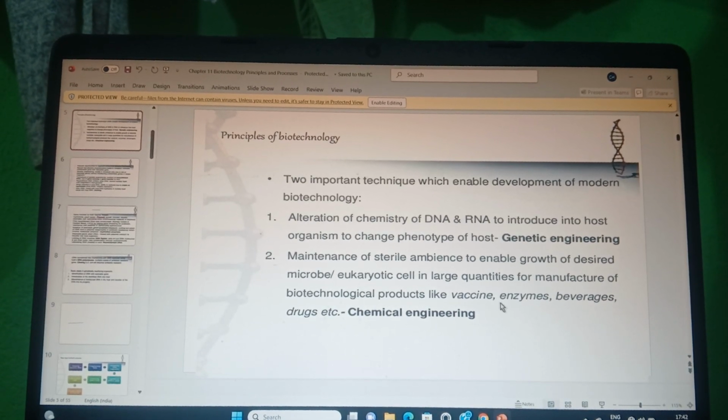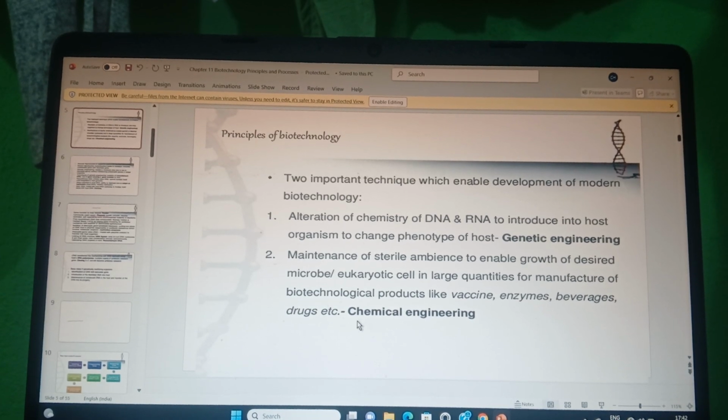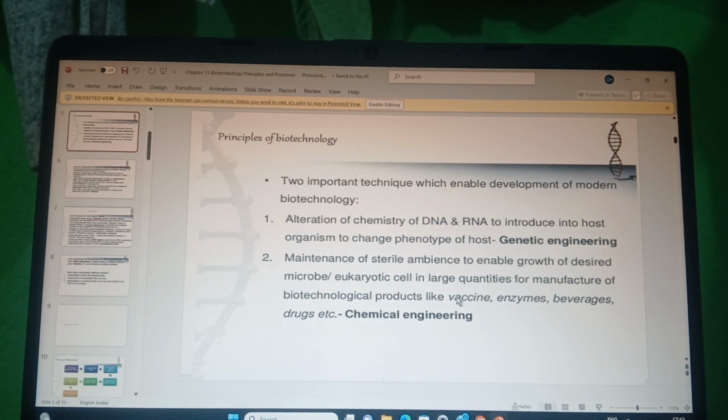Biological products like the vaccine, enzyme, beverages, drug, etc. Vaccine? Yes, you get the vaccine from.